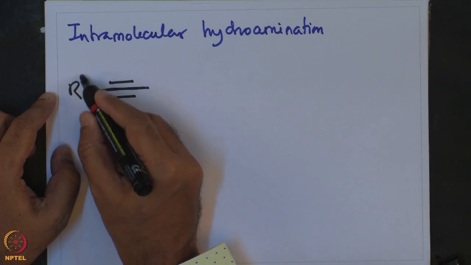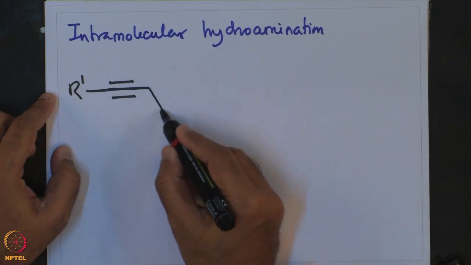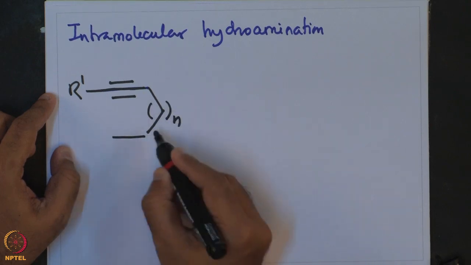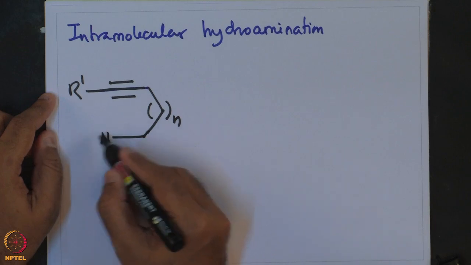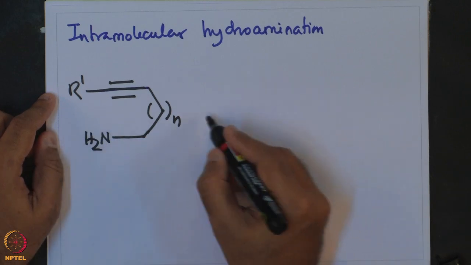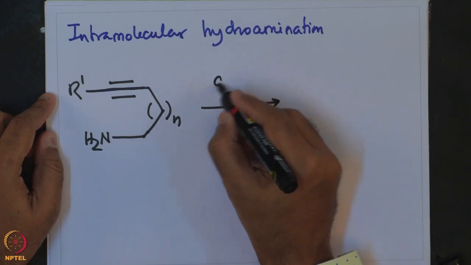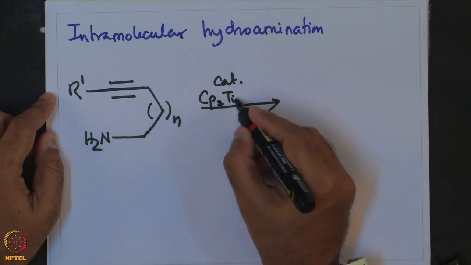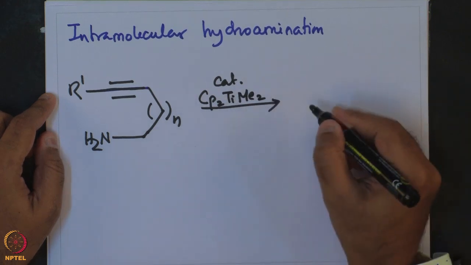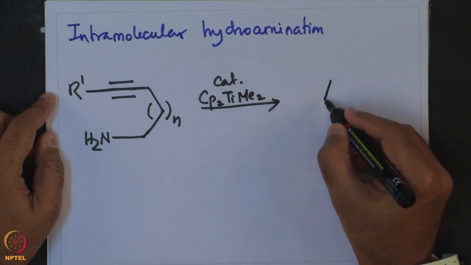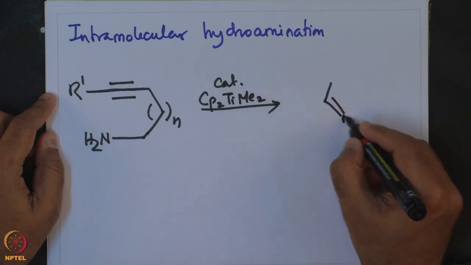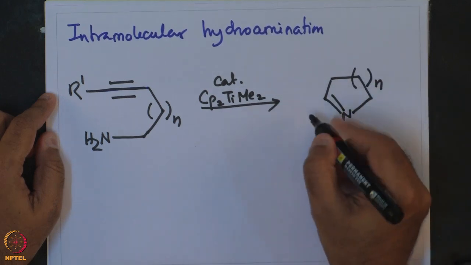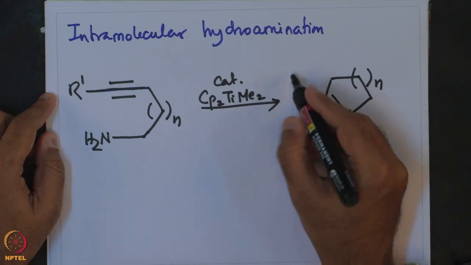R1, N, H2, catalyst Cp2 titanium dimethyl, giving N, R.